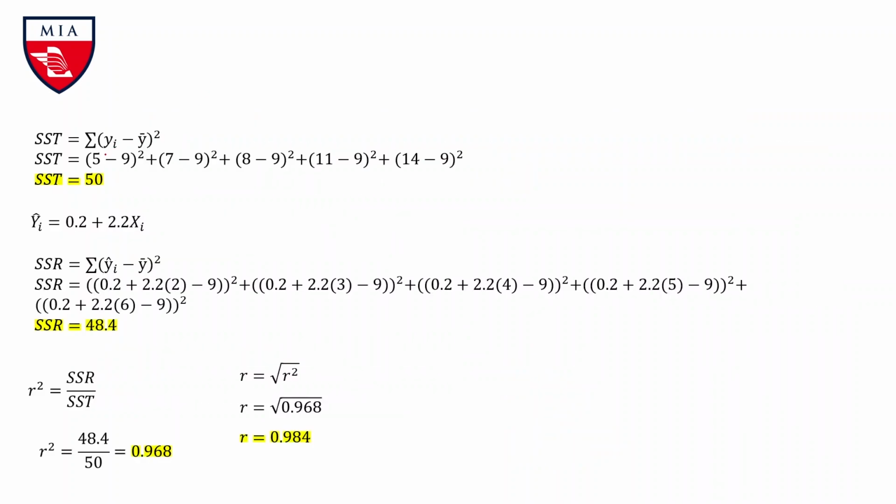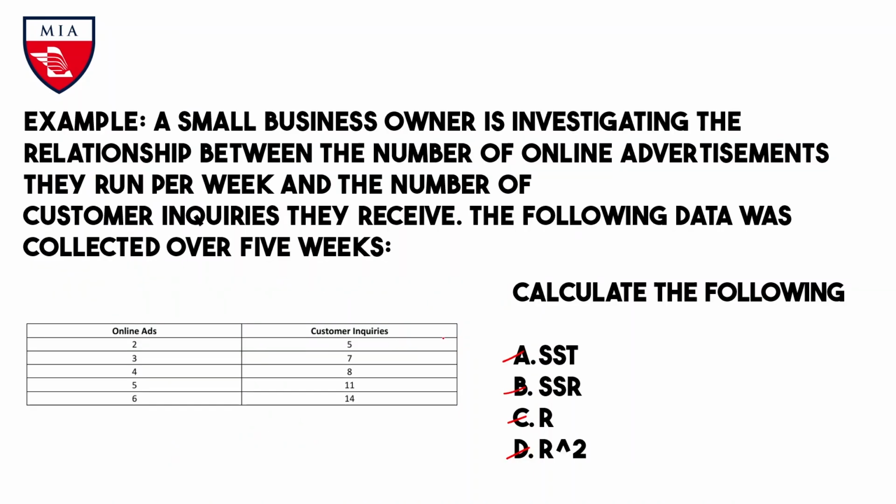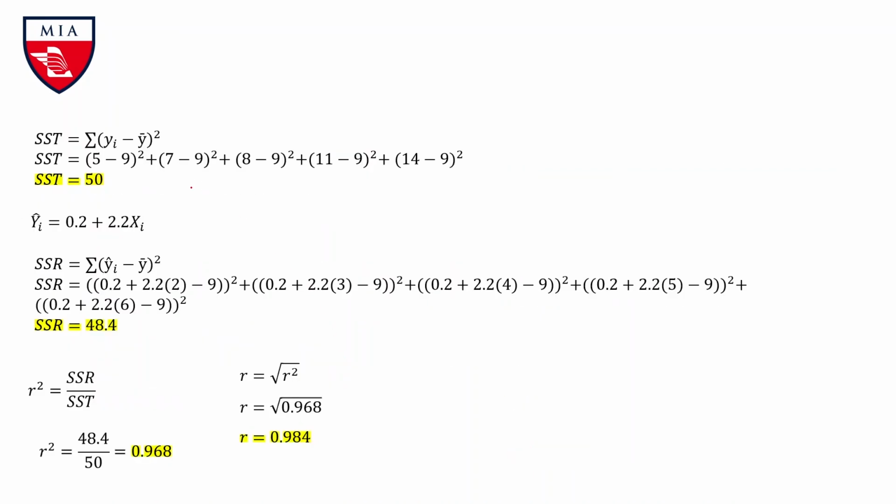So just use the formula. Substitute the values of y: 5, 7, 8, 11, 14. And our y bar, the mean, is 9. So our SST is equal to 50. In order for us to solve for the SSR, you need the regression line equation.